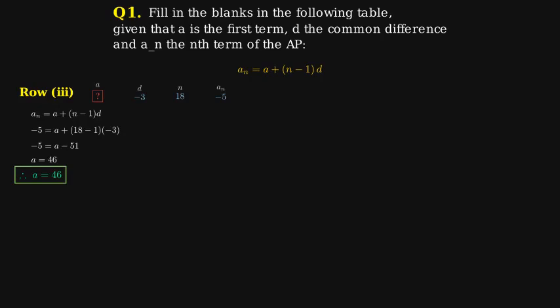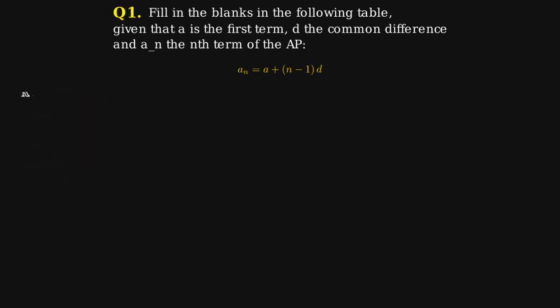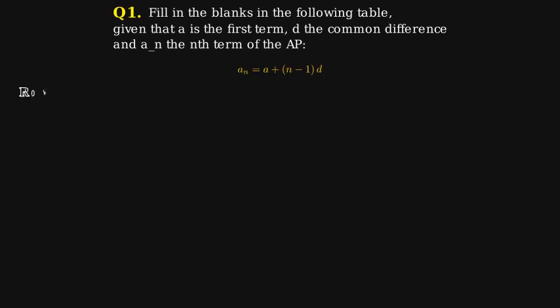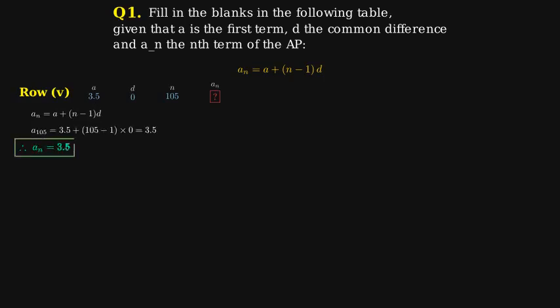Row 4. a equals minus 18.9, d equals 2.5, an equals 3.6. Find n. 3.6 equals minus 18.9 plus n minus 1 times 2.5. 22.5 equals n minus 1 times 2.5. n minus 1 equals 9. Therefore n equals 10. Row 5. a equals 3.5, d equals 0, n equals 105. Find an. Since d equals 0, every term equals 3.5. Therefore a105 equals 3.5.